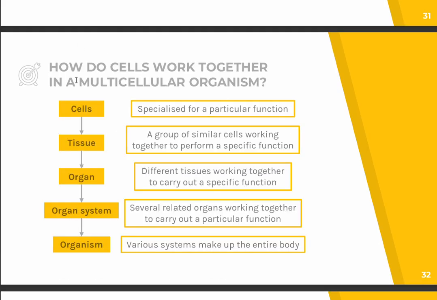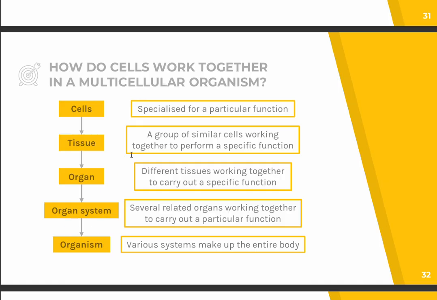So now let's talk about how an organism works. First of all, we have cells. Lots of similar cells, the same types of cells, join together to form tissues. Lots of similar tissues join together to form an organ, and lots of organs work together to form an organ system. And when we have a lot of organ systems, we have an organism.